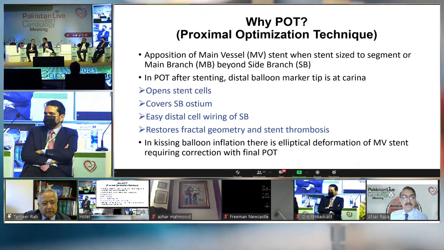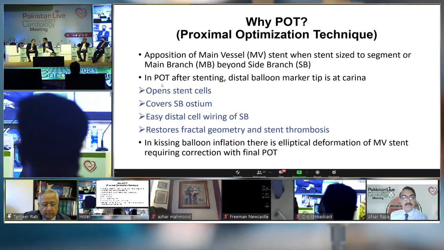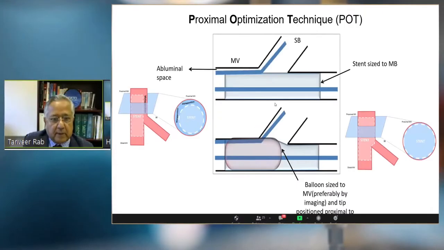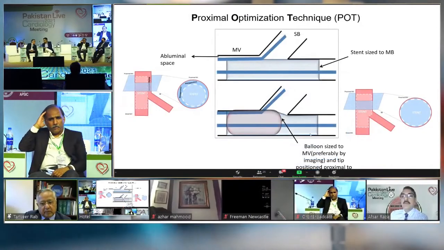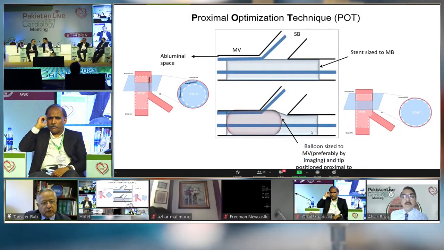If there's kissing balloon inflation, there's elliptical deformation of the main vessel stent, and this always requires a correction for the final POT. So how do you do a POT? You size the stent to, say, the LAD, and you've got space left in the main vessel, the left main. There's always space between the stent and the vessel wall. You take a balloon sized to the main vessel and put the tip marker right at the carina. What you do is close off this space with the stent. This is what it should look like.